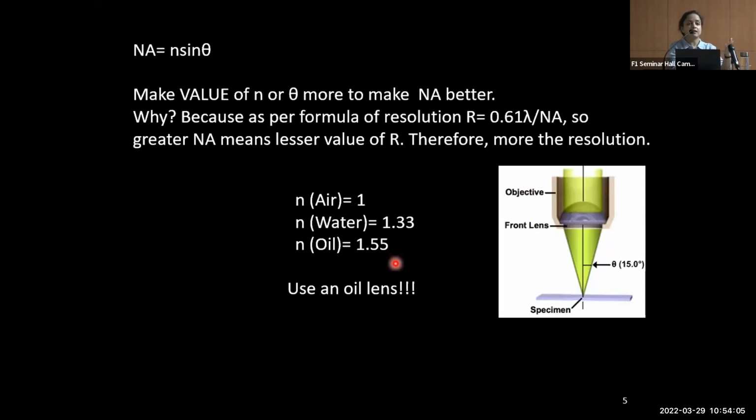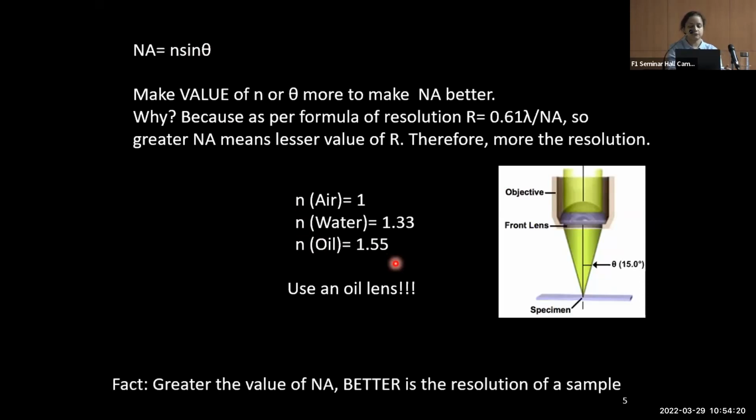When you need to see specimens at a higher resolution, get more clarity, what do you do? You use the oil lens. That is an n of 1.55 that gives you the maximum resolution possible. So that's a fact. And what is the fact? Greater the value of NA, better is the resolution of a sample.